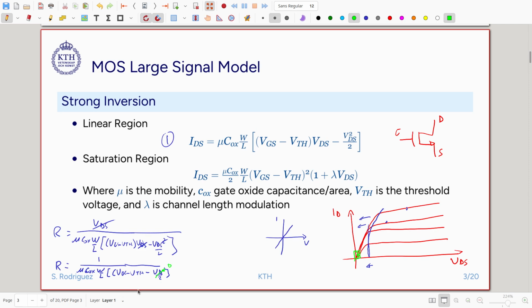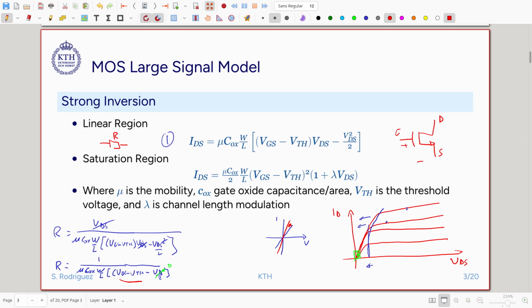So this equation tells us that we can build a resistor that changes in value. It is a variable resistor. So the transistor in this region behaves as a variable resistor, and we can change this slope by changing the gate to source minus VTH voltage. So when we increase or decrease VGS, we can change the slope of this curve and then change the resistance. So this particular case, we have it in the linear region. The transistor behaves as a resistor.